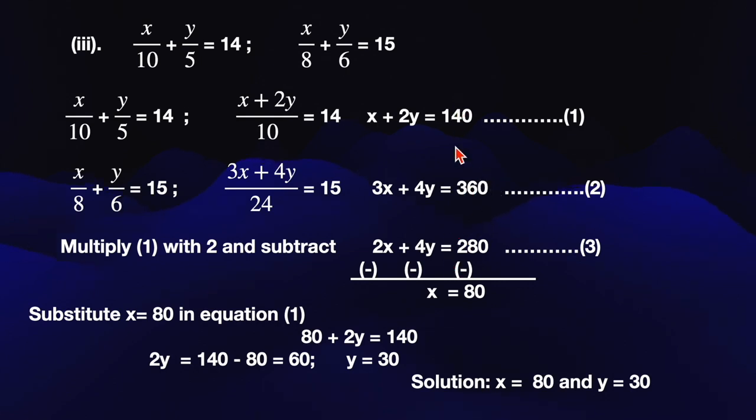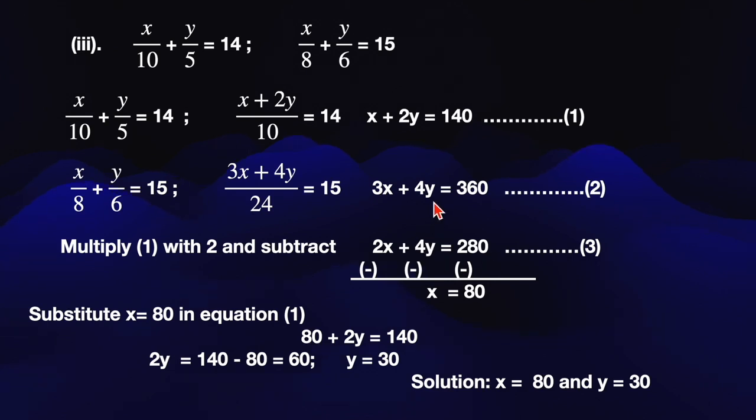Now you have to look at these two equations. We want to eliminate y here. Here we have 4y, here 2y. So I'm going to multiply this equation by 2. If I multiply, I get 2x plus 4y is equal to 280.